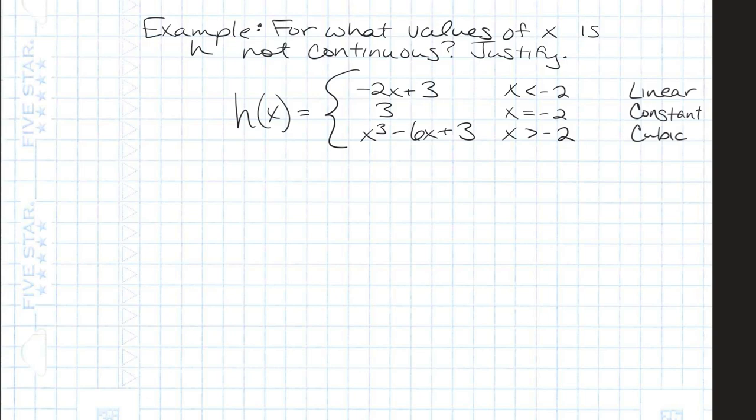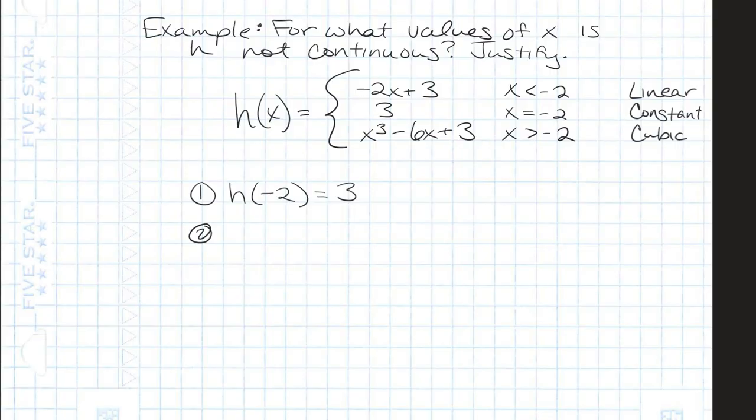In this case, we're checking -2 to see if it's continuous at -2. So we walk through our 3 steps with our number being -2. First things first, we evaluate h of -2. When I'm plugging in -2, am I using the top, middle, or bottom equation? I'm plugging in exactly -2. The middle one is in charge when we're at exactly -2, which means h of -2 is 3. Check, that step is done. It exists. We have an answer for h of -2.